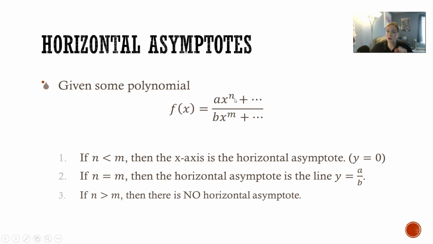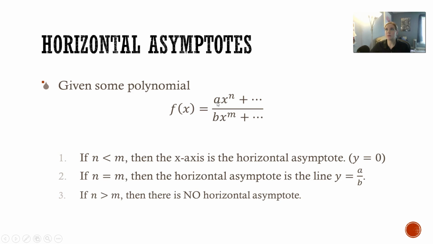Now, if your largest exponents are equal, so maybe an x squared up there and an x squared down below, that means you're going to have to calculate the value of that horizontal asymptote. What you're going to do is take your leading coefficients. These are the coefficients in front of your x squared, or your largest exponent, and you're going to just divide them. So a over b will be your horizontal asymptote.